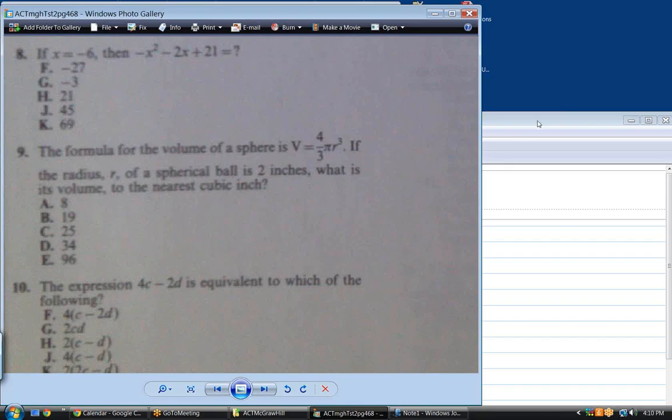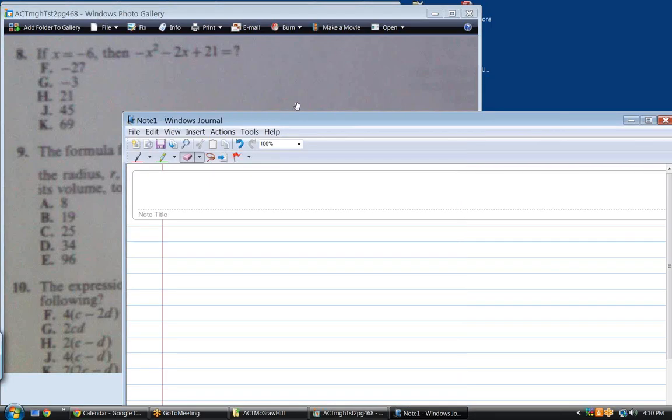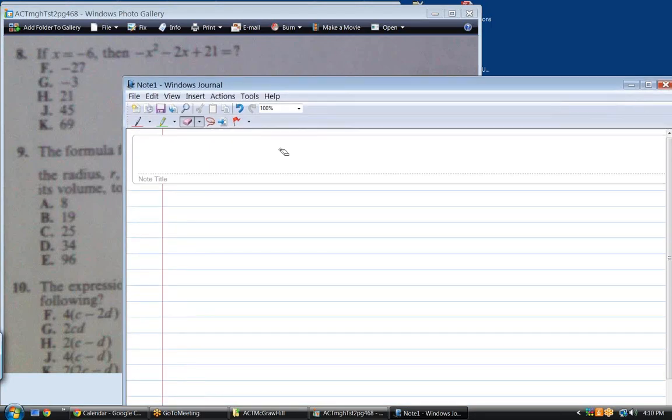Would this be a calculator problem? Well, here's the function. It's not really a calculator problem. It's more of how do you solve it. In other words, when x equals minus 6, what am I going to do? Plug x in. Okay, so tell me how to write it.